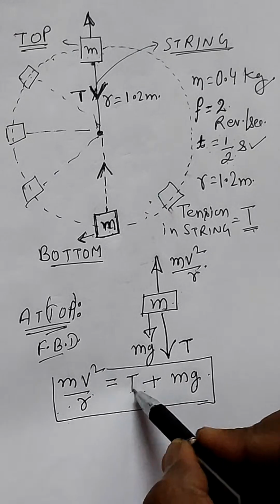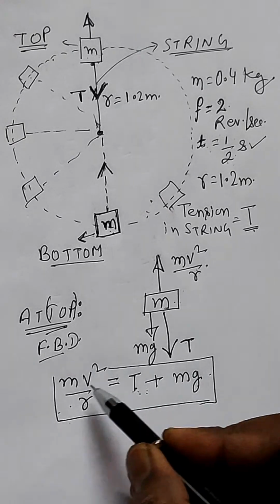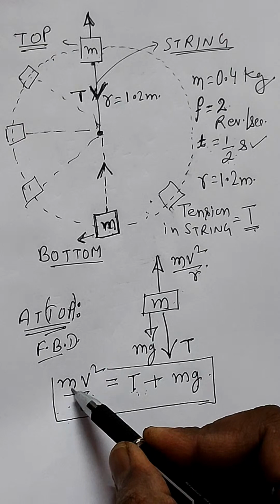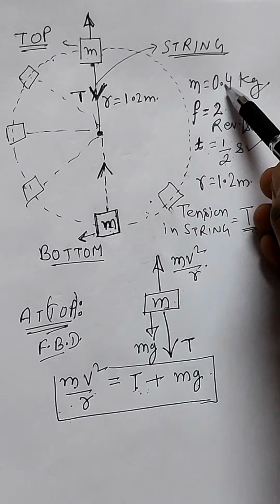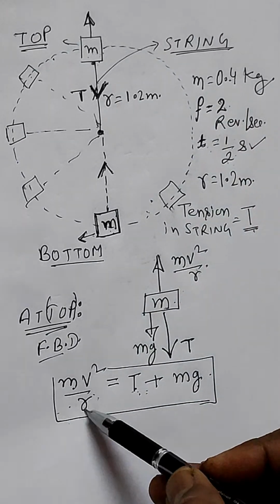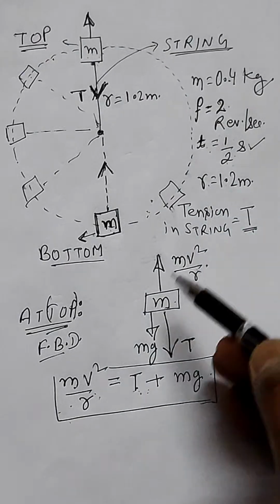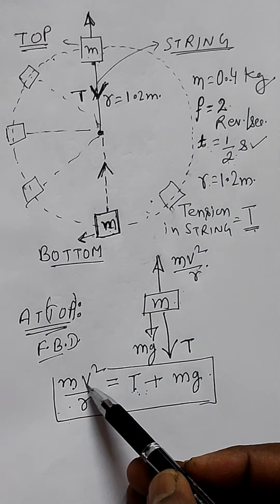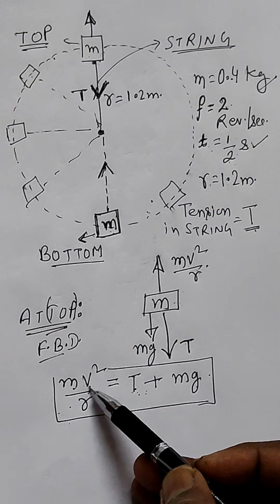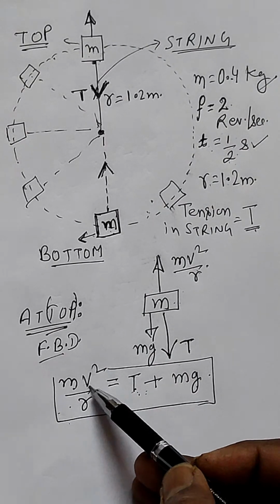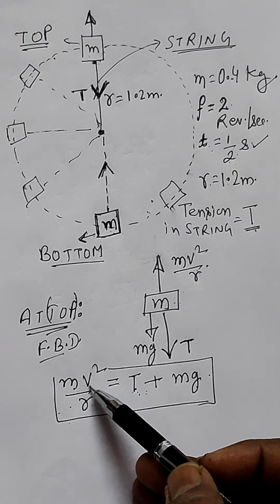So the value of tension can be calculated. How? You know the value of m. M is 0.4. You know the value of r is 1.2. But what is the value of v? What is the value of v that you need to calculate, right? That needs to be calculated.